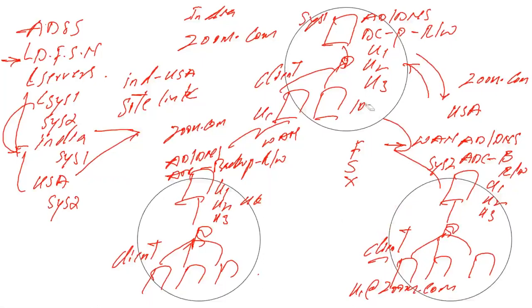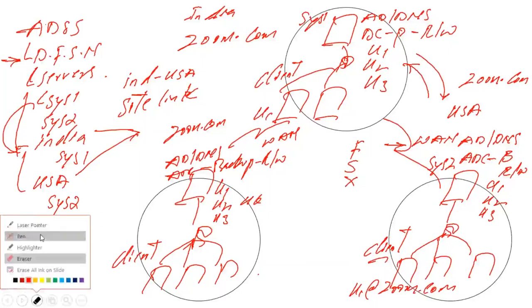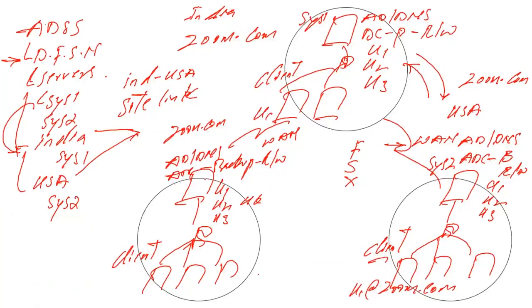Okay, so we have 3 servers. The first is system 1 DC, system 2 is ADC in USA, and system 3 is UK ADC. So now my question is, how many administrators do we require to manage this network? 1 admin is enough, or do we require 3 admins? How many? 1 admin. So assume you are the admin of this organization.